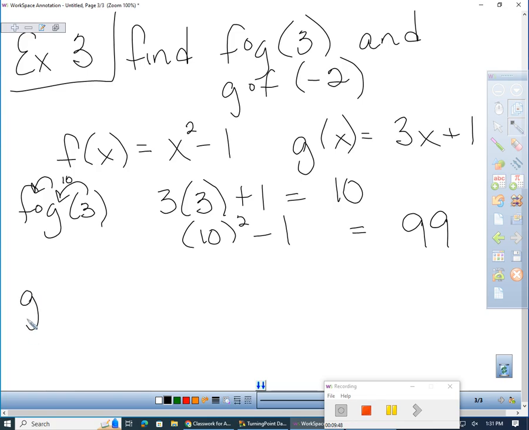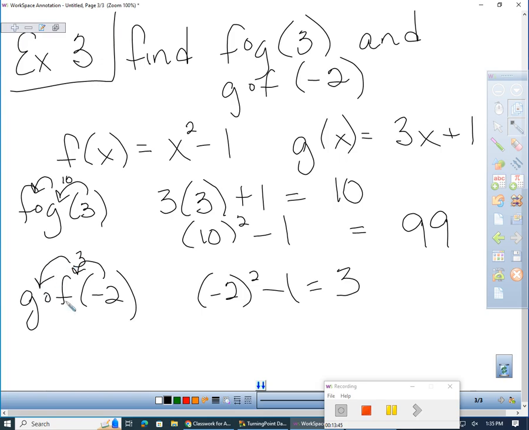Now let's do g of f of -2. So this time I take -2 and I plug it into f. So I have -2 squared minus 1 is 3. I agree, Emma. So I have 3 here. I'm going to plug that into g. So then I have 3 times 3 plus 1, which equals 10. Any questions on those? Okay.